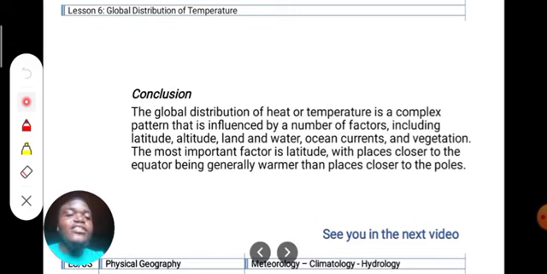In our next lesson, we shall go ahead to look at other factors that are responsible for the variation in temperatures over the face of the Earth.